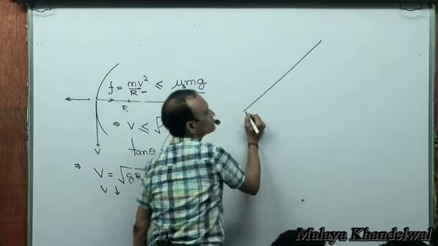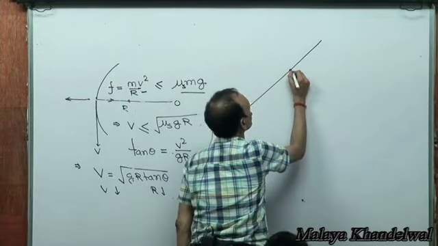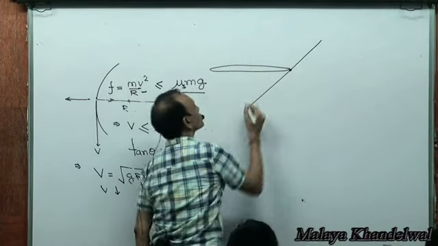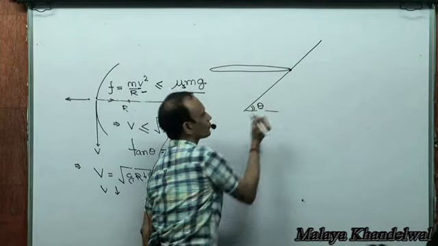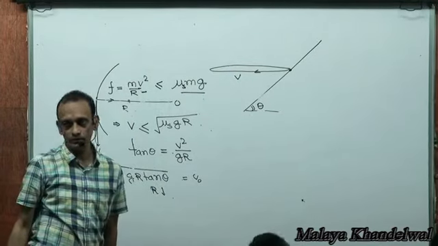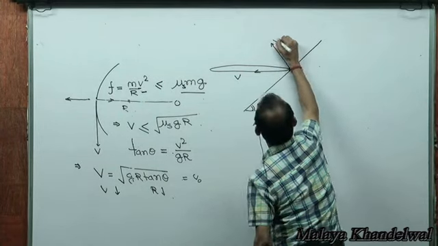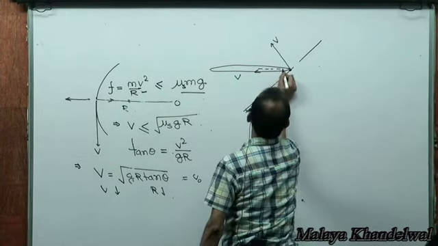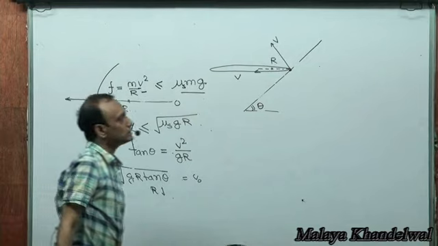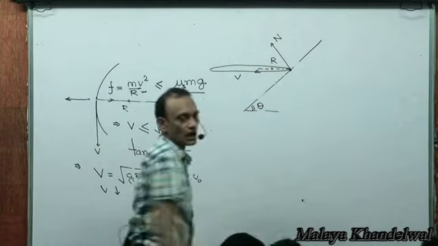Look, this is my banked road. Circular trajectory. And I'm negotiating this circular trajectory with a speed v. Right? And like I said, this would be the normal reaction. And the radius of the circle is R. Clear? Now if this is a normal reaction N, the radius of the circle is R.